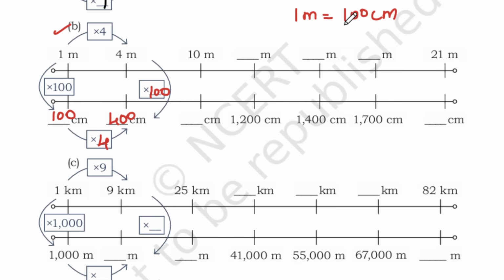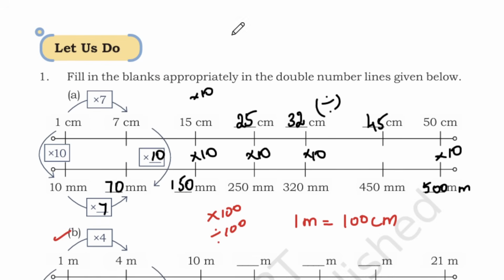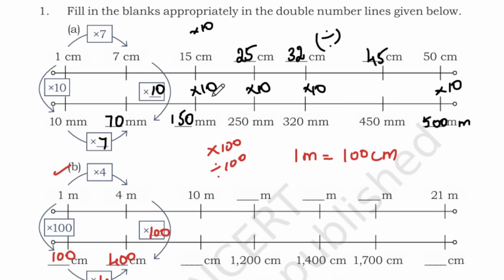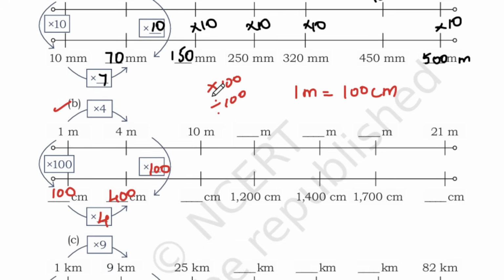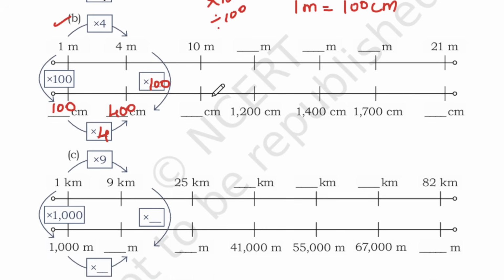Students, you have to understand one thing. When they are asking to convert into centimeter, then you have to multiply by 100. And when they are asking to convert centimeter to meter, then you have to divide by 100. Same thing here, we multiplied by 10 when they asked to convert into millimeter, and when they asked to convert into centimeter, we divide by 10. Okay, so you have to understand the concept so that you will not get confused over here.